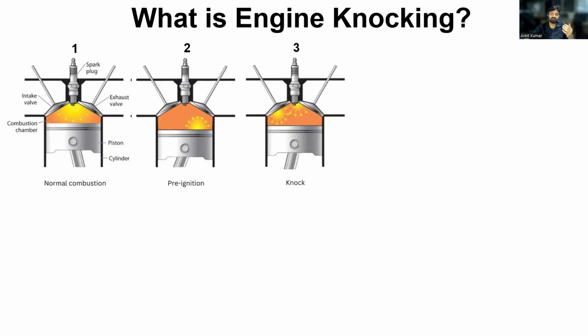And then due to this pre-ignition, what happens? There will be a spark due to the pre-ignition, and then there will be another spark generated when the spark plug fires. Both of these sparks will collide, and that will create some kind of vibration, which we hear as noise. This is called knocking. So now you would have understood why knocking occurs.